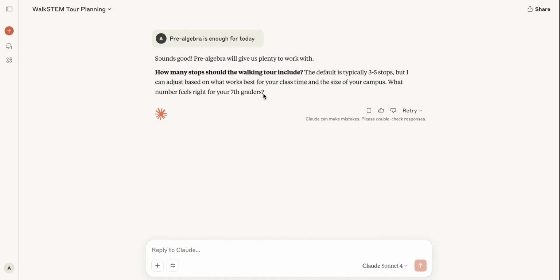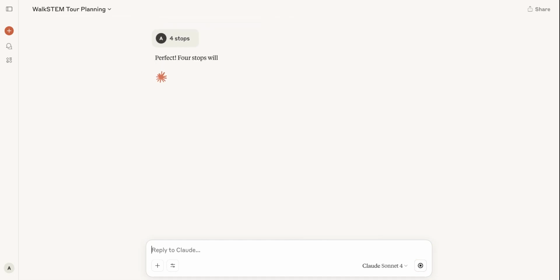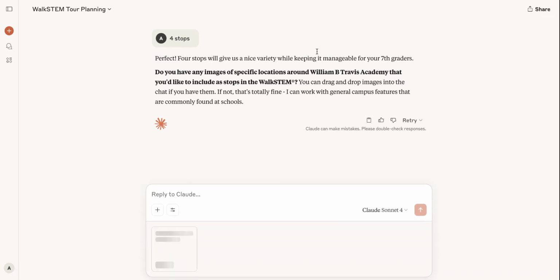How many stops for the walk? For the walk, 3 to 5 suggested. I'm going to say 4. That's a nice sweet spot. Okay, and then do you have any images? Yes. So I actually do happen to have an image that I pulled from the website. But for teachers, if you can take a picture of the environment that you're in, whether it's a classroom or a park or wherever you happen to be.